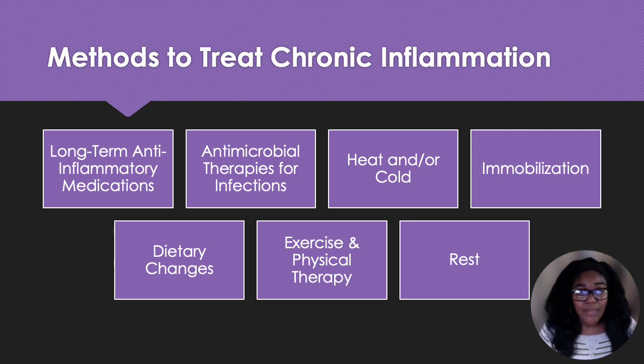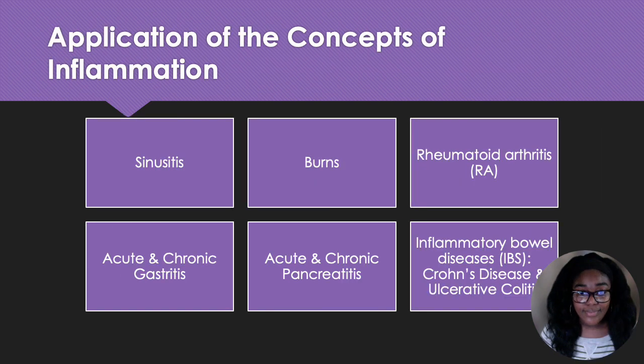You want to have antimicrobial therapies for infections. Sometimes individuals develop super infections or co-infections, and they need long-term use of antimicrobial therapies for this chronic inflammation and infection. You want heat and cold therapy. You want immobilization. Dietary changes help with chronic inflammation. Sometimes different foods exacerbate the clinical condition. You want to help the clinical condition with exercise and physical therapy, and of course, rest.